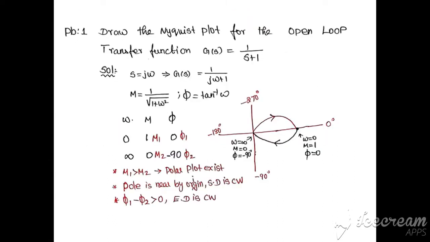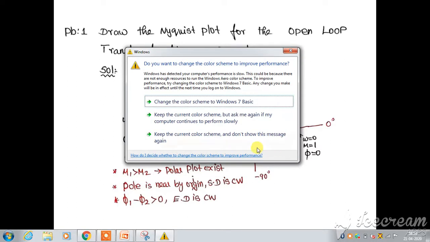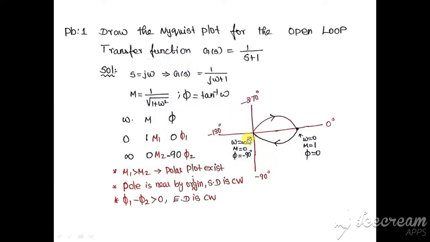So take down the first problem. Draw the Nyquist plot for the open loop transfer function G of s is equal to 1 divided by s plus 1. So first step is to draw the polar plot for this particular function. So already we put 3 videos on polar plot. Similarly, the same steps need to be followed to draw the polar plot for this particular function. Finally we get the polar plot like this.